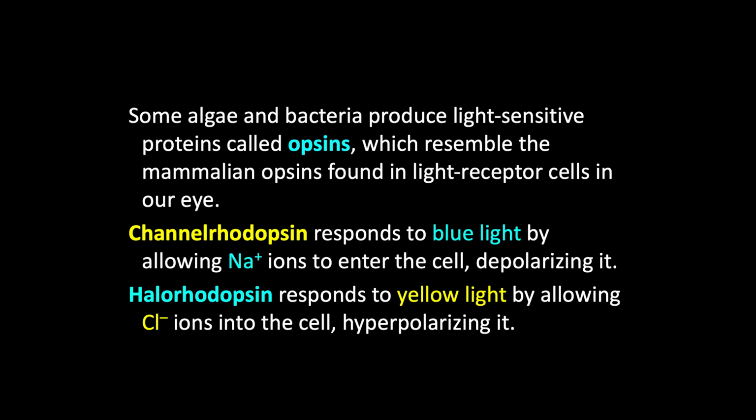And I think this is important to note. Halorhodopsin would inhibit the cell by allowing chloride ions to flow in and hyperpolarize, whereas channelrhodopsin responds to blue light, allowing sodium ions to enter the cell, again leading to depolarization.